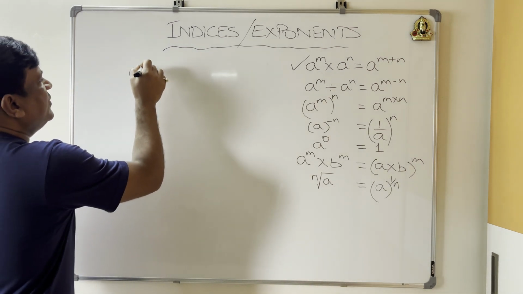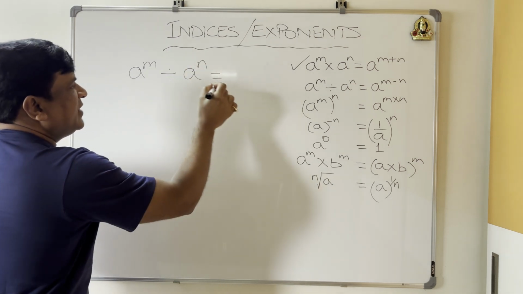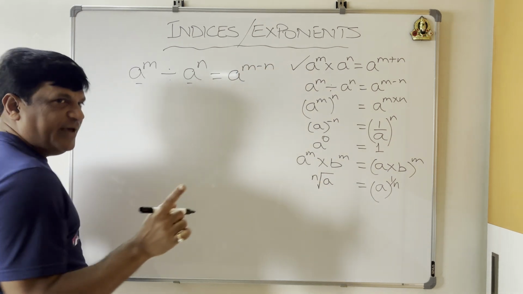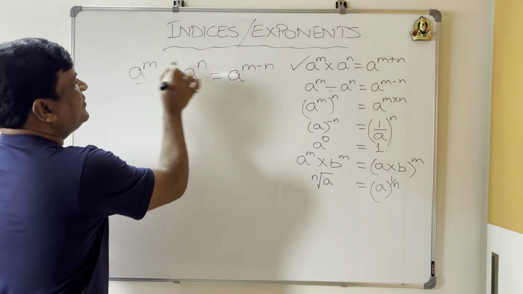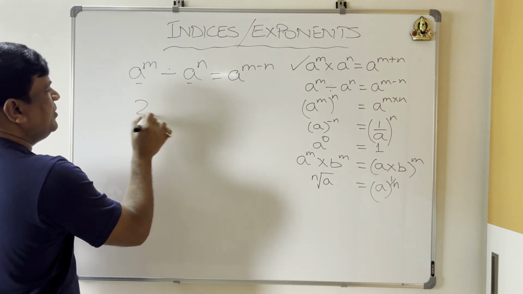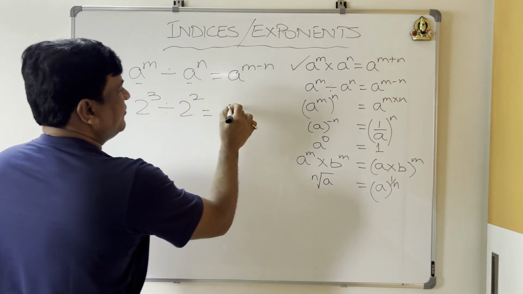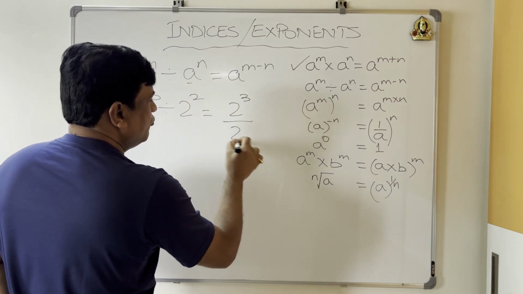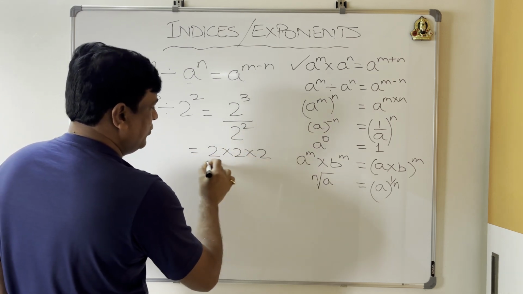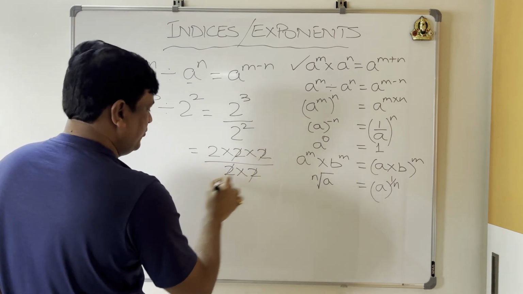Similarly, the next one, a to the power m divided by a to the power n, is nothing but a to the power m minus n. Whenever the bases are the same, you just subtract the indices. Let's take an example again: 2 to the power 3 divided by 2 to the power 2. This is 2 times 2 times 2 in the numerator and 2 times 2 in the denominator. If you see, these cancel out and you get 2.